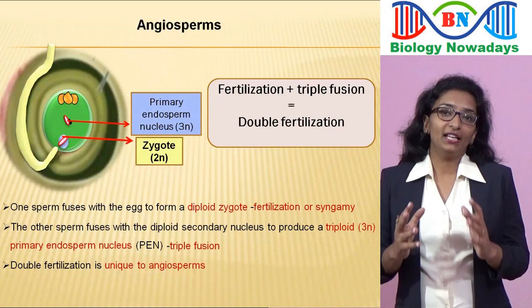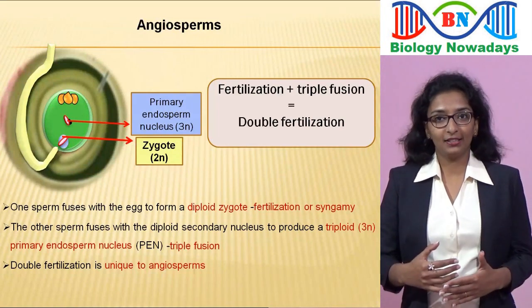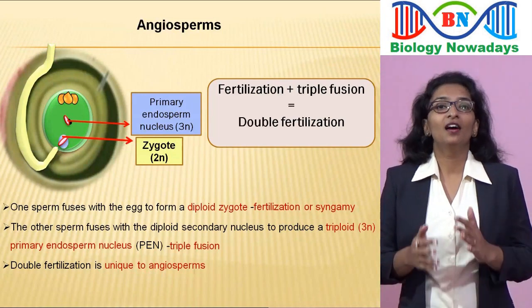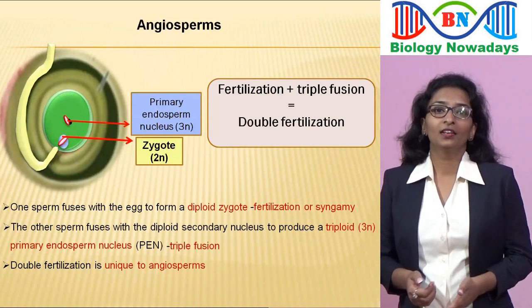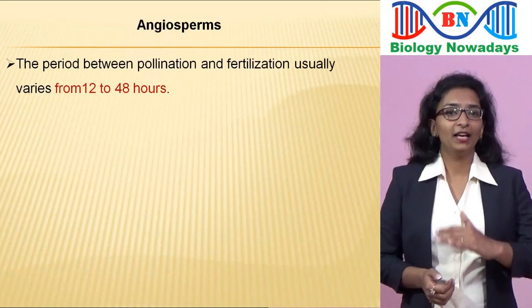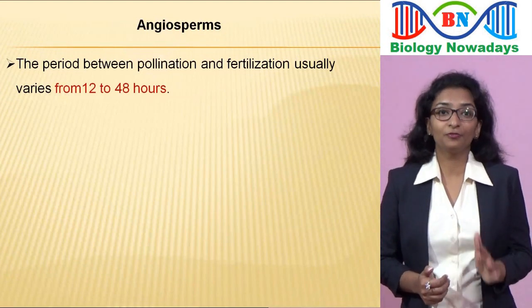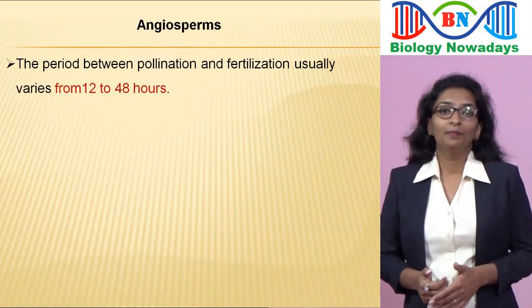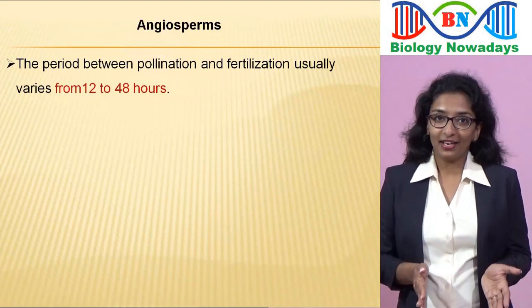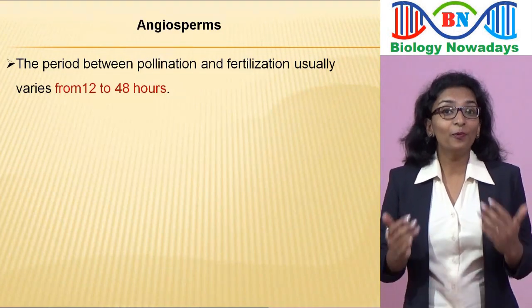The function of antipodal cells was to supply nutrition for the embryo sac, and they will disintegrate after fertilization. The period between pollination and fertilization varies from plant to plant. Usually, this period varies from 12 to 48 hours. But in gymnosperms, we already learned that this time gap between pollination and fertilization is more than 1 year.